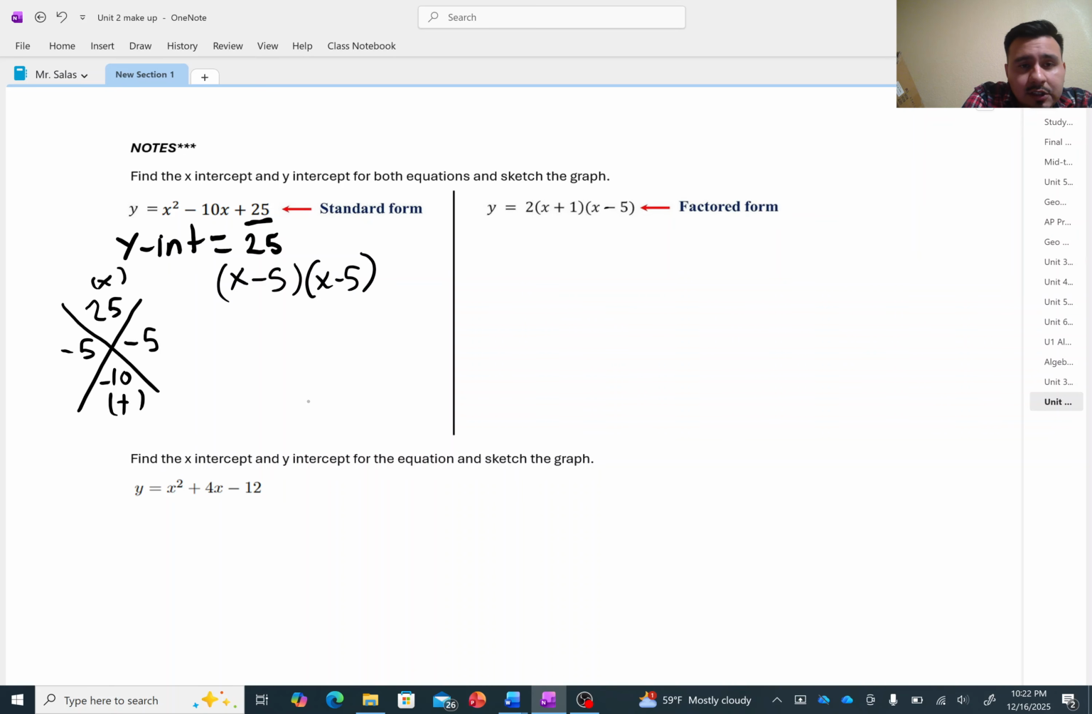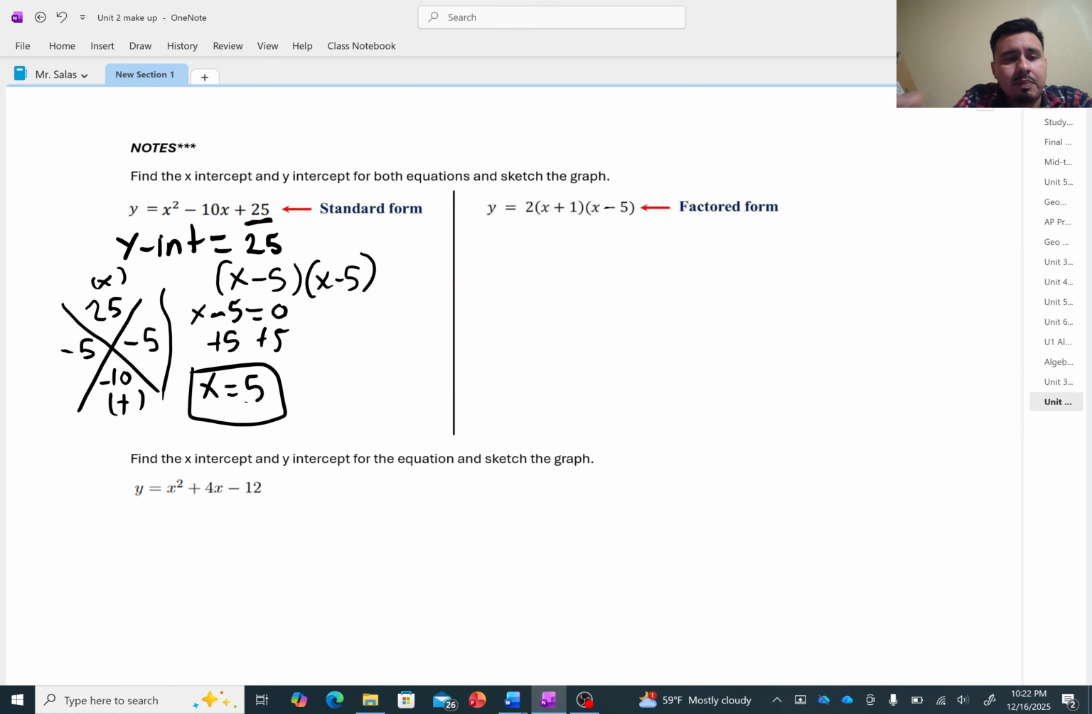That tells me my x-intercepts are, if I want to find my x-intercepts, I'm going to write x minus 5 is equal to 0. I'm going to add 5 to both sides, plus 5. X is equal to 5. That is my x-intercept. Now, x minus 5 repeats itself. Do I really have to do it again? No, I don't. So I'm done. I can sketch my graph.